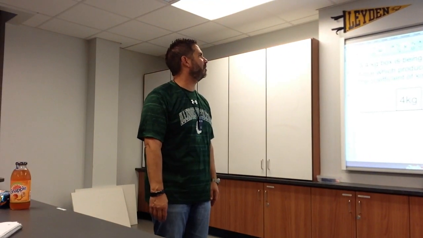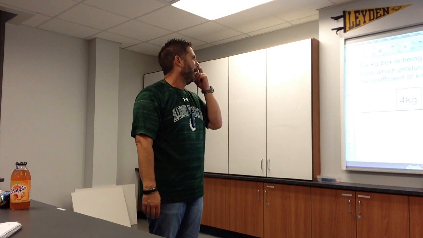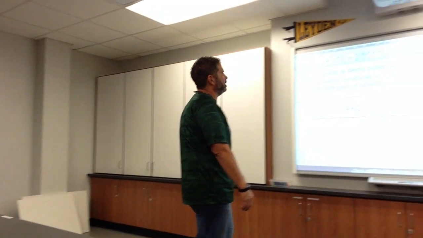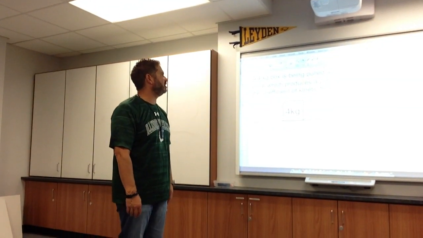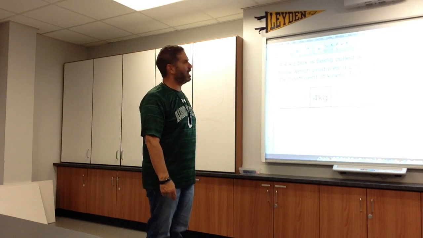We've got a box. And the box is being pulled across the floor by a 20 Newton force. The force produces an acceleration of 2 meters per second squared. Calculate the force of kinetic friction for the system. So we're obviously assuming that we're moving the box across the floor.